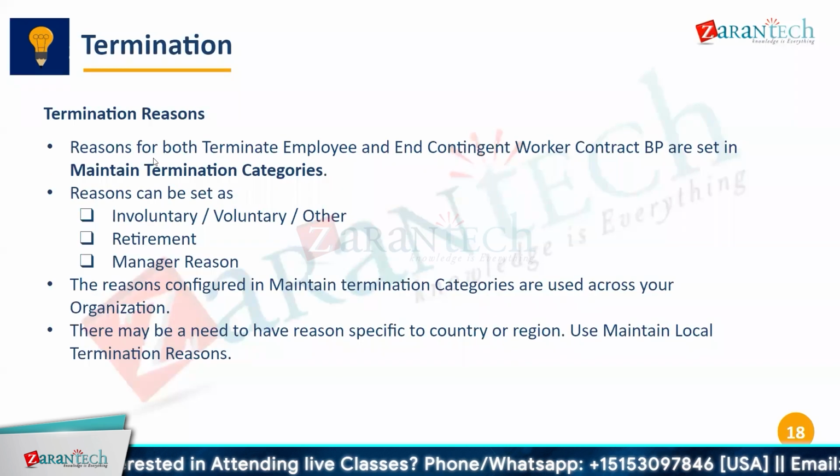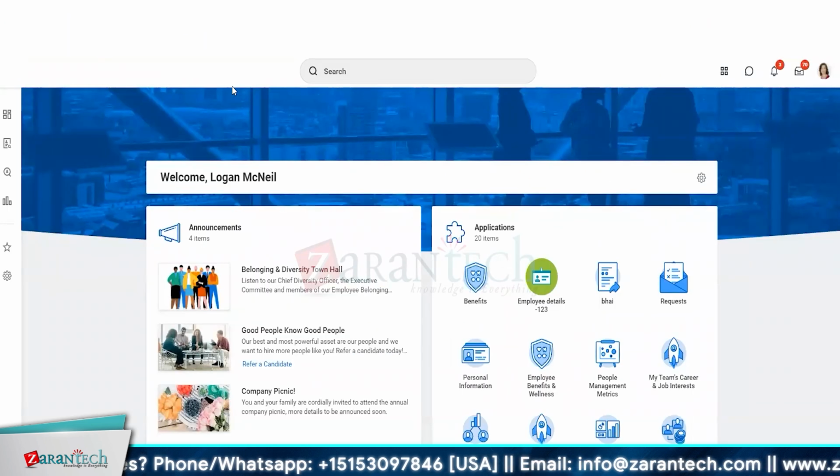So, termination reason. Reasons for both terminate employee and contingent worker contract BP are set in maintain termination categories. A reason can be set as involuntary, voluntary, others, retirement, manager reason. The reasons configured in maintain termination categories are used across your organization. There may be a need to have a specific reason for a country or region. So use maintain local termination reason. So let's look at maintain termination categories first.